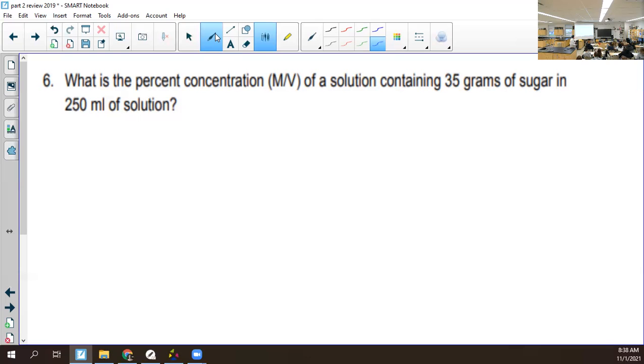Okay, so percent concentration should be very easy. You have M over V. The equation says that's grams per milliliter times 100. That's what the equation on your periodic table tells you.